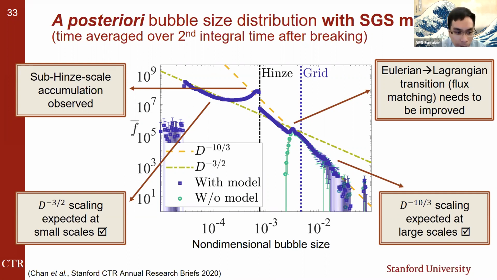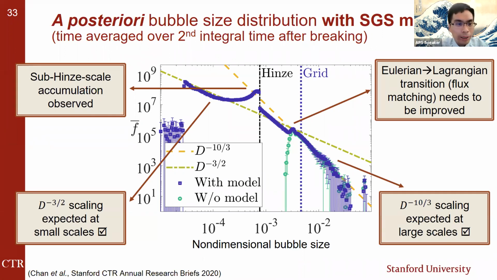Now let's go to the bottom left corner text box. So the negative 3/2 scaling, as I mentioned, was observed by several experiments and simulations. And we do observe this scaling at small scales. So this tells us that we do manage to recover this scaling.